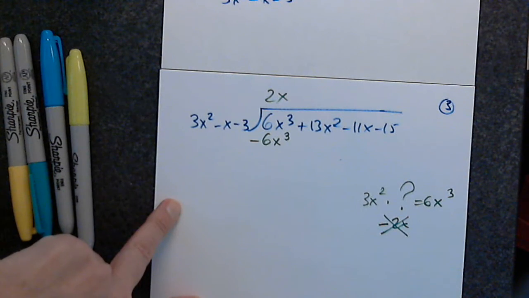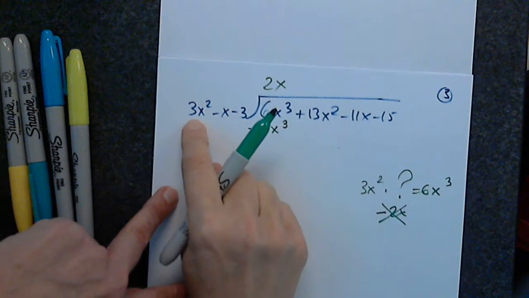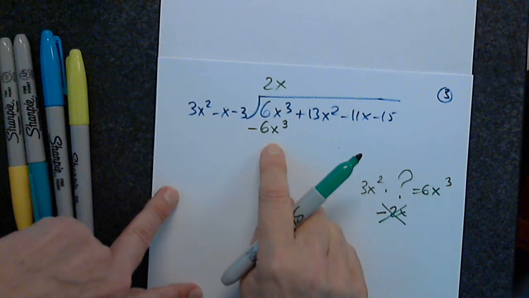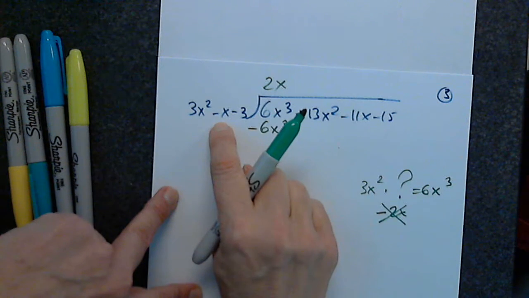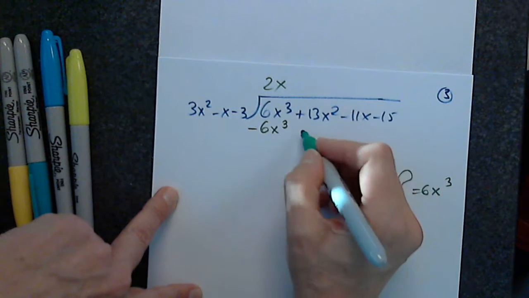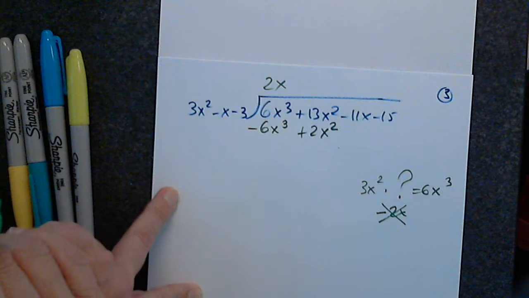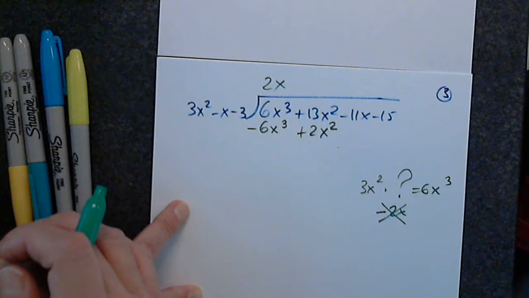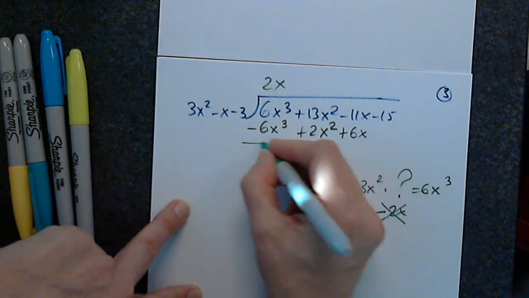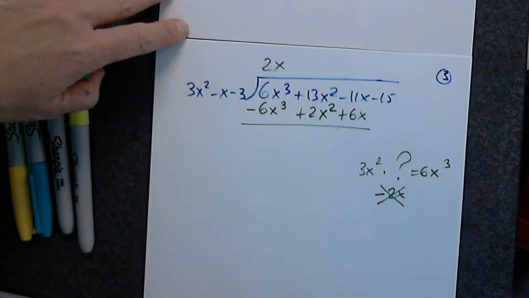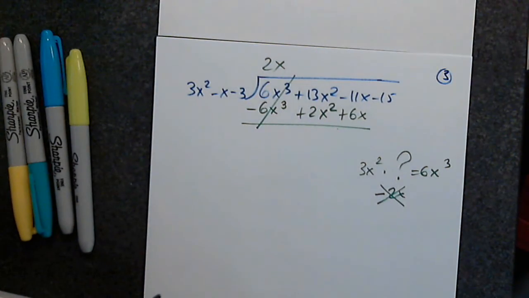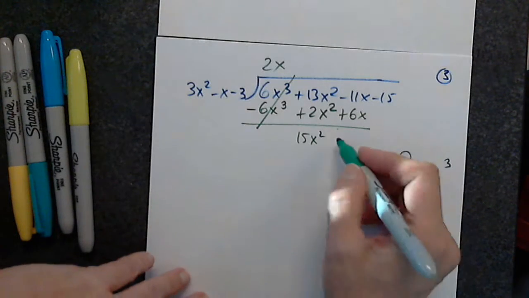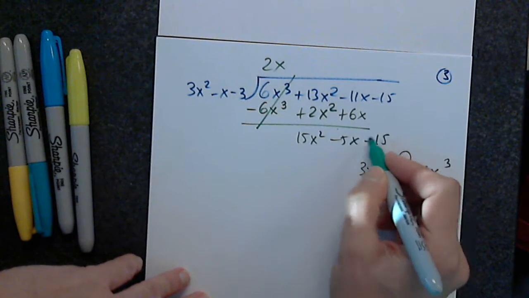At the top, we do not lie. Good. So 2x times 3x squared is 6x cubed. Change the sign. 2x times negative x is negative 2x squared. We have to lie. This is the only time we are allowed to. 2x times negative 3 is negative 6x. Perform the operations you see. 13x squared plus 2x squared is 15x squared. Negative 11x plus 6x is negative 5x. Bring down the next in line.